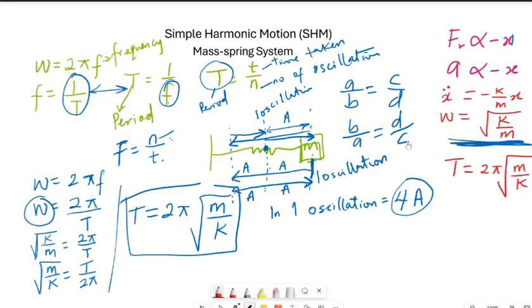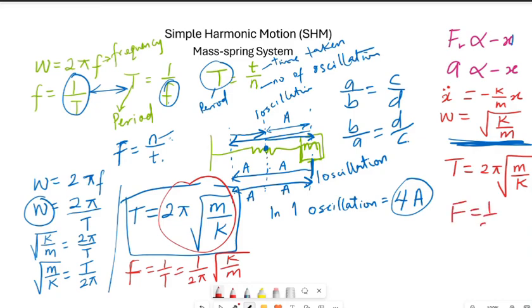Now from here, you can go ahead and find the frequency. You can see that frequency is nothing but 1 over T, which means I'm going to flip everything that is here, having 1 over 2 pi, and flip this one also to have k over m. So we can say that our f equals 1 over 2 pi square root of k over m. That is for our frequency also.